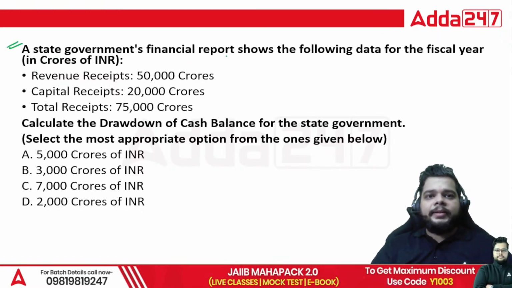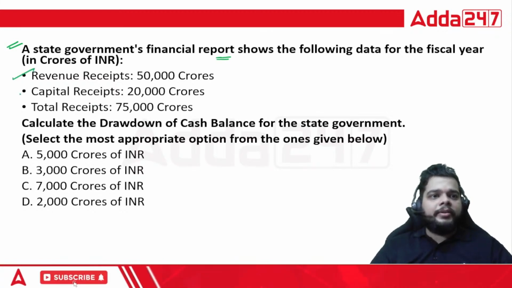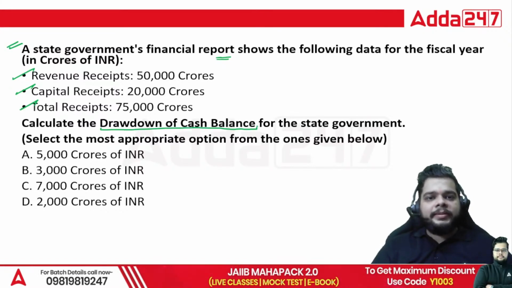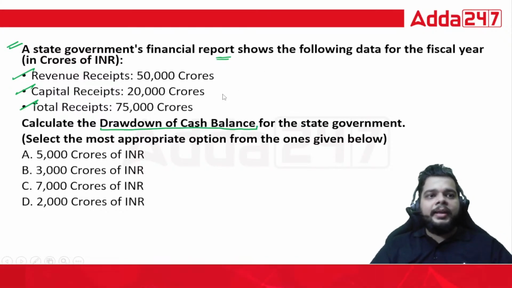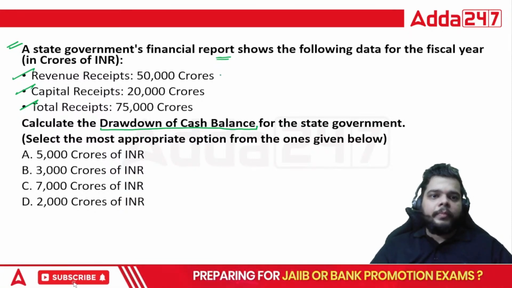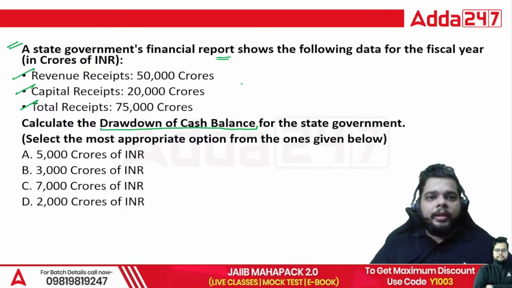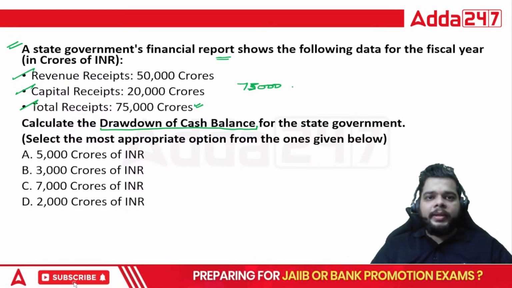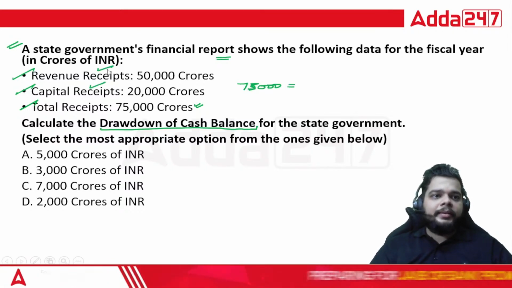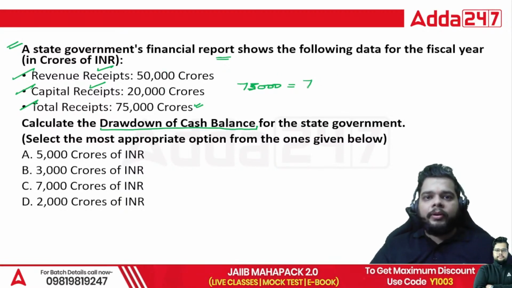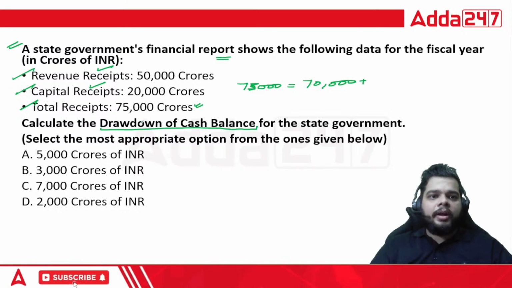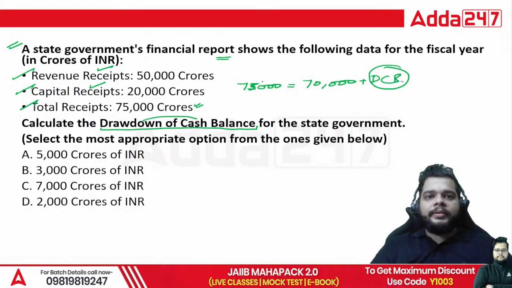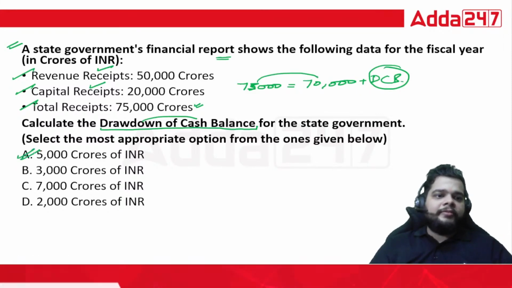Fine. Next, let's try to solve one question based on this only. The state government's financial report has been given here, where revenue receipt, capital receipt, and total receipt are provided to you. You have to calculate the DCB, drawdown of cash balance. So just now we have seen the formula, which states that your total receipt, here 75,000, will be equal to capital receipt plus revenue receipt. So 50,000 plus 20,000 will be 70,000, plus drawdown of cash balance, which has to be answered in the question. So DCB will be 75,000 minus 70,000. The answer will be 5,000 crore.